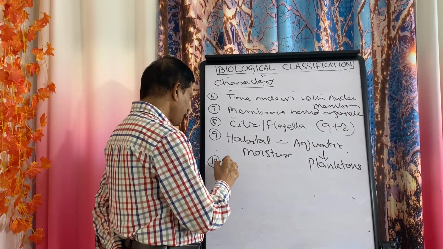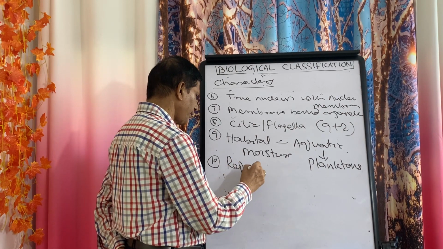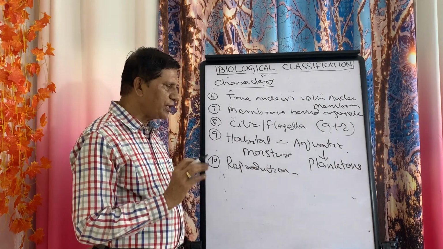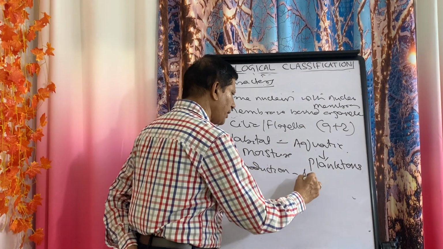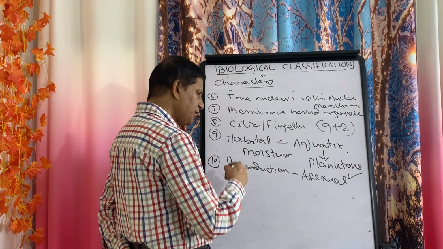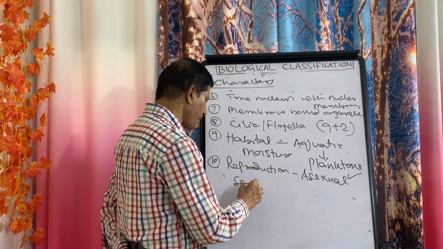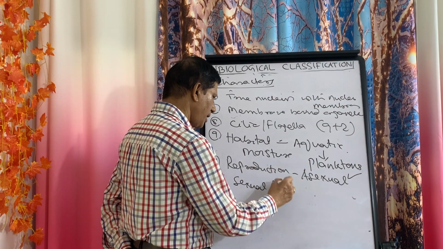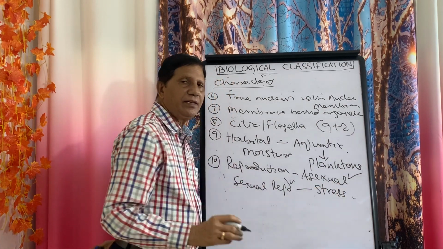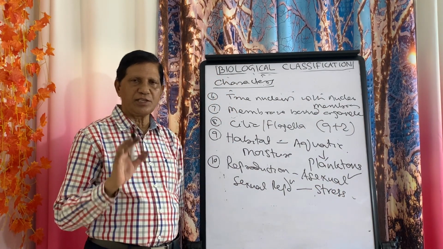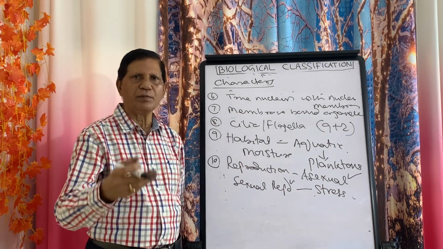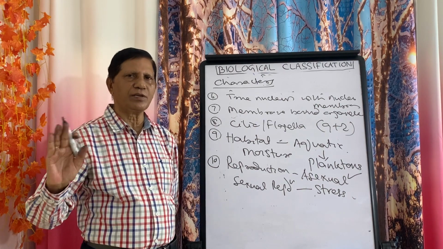Now coming to the reproduction. Usually all the protists reproduce asexually. This is a very common method of reproduction. Asexual method is very common. But they will shift to sexual reproduction under conditions of stress. That means when the environmental conditions are not favorable, there is stress from the asexual method, they will shift to the sexual method of reproduction. Otherwise, asexual is the common method of reproduction.